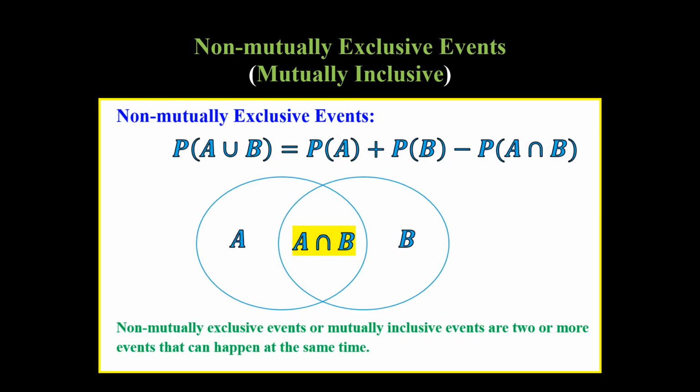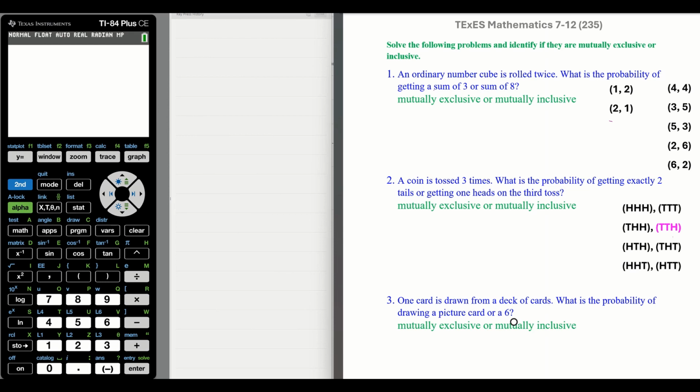By non-mutually exclusive events or mutually inclusive, we mean that the events can occur at the same time. This is represented by the formula shown, and the Venn diagram gives us a nice visual of the situation. Non-mutually exclusive events or mutually inclusive events are two or more events that can happen at the same time. As we solve these problems, we will identify if they are mutually exclusive or inclusive.